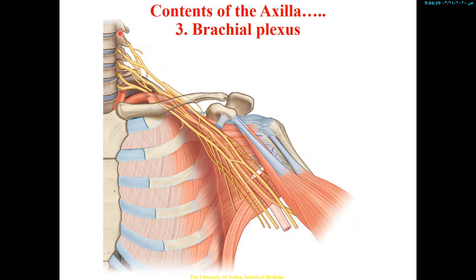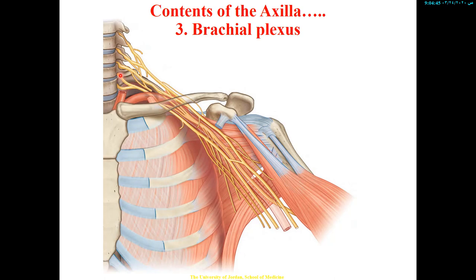So this is C5 uniting with C6. So this is anterior primary root number 5, C5, uniting with C6, and they form the upper trunk.